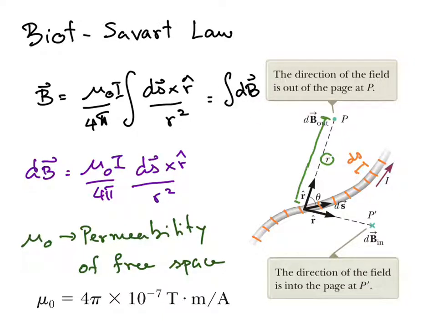Okay, and we will look at some simple examples. Maybe the simplest example is the magnetic field that comes from a straight conducting wire, which we will discuss next in the next lecture.